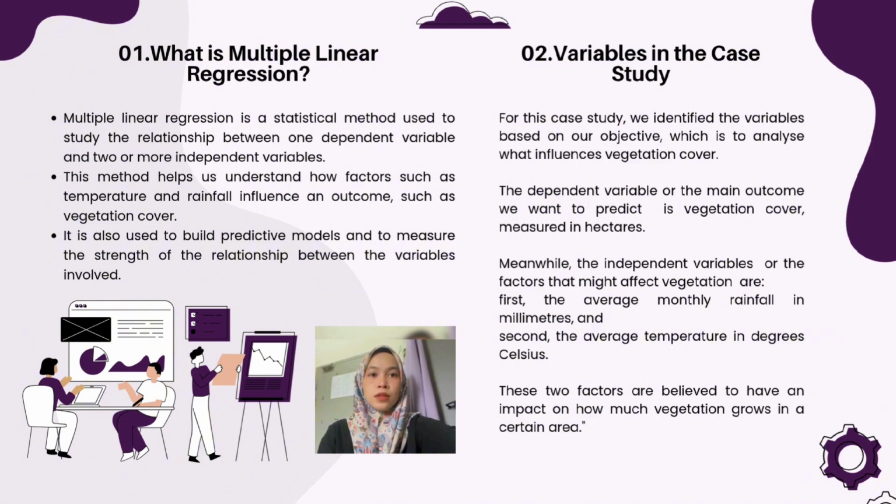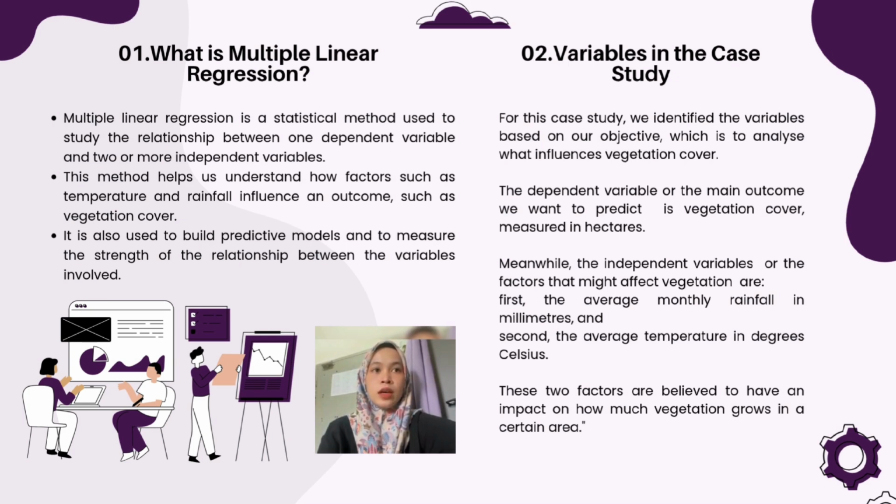E24B3116. For this slide, I will explain what multiple linear regression is. Multiple linear regression is a statistical analysis method that helps us understand the relationship between a dependent variable and two or more independent variables. In simple terms, we use it to find how different factors like rainfall or temperature can affect the outcome we are studying.